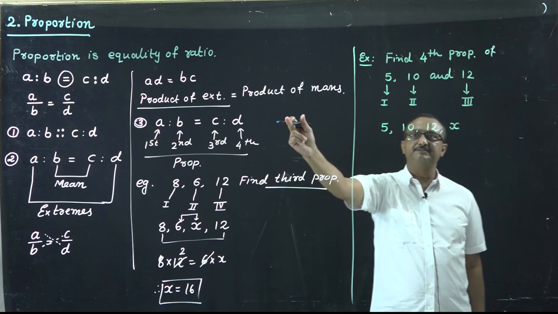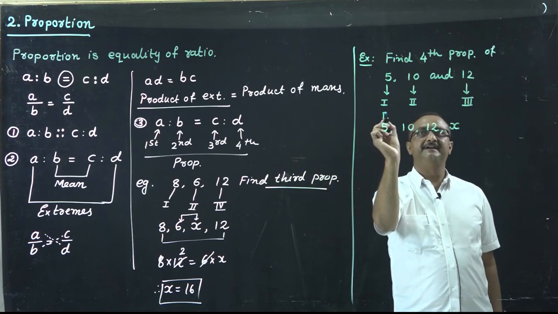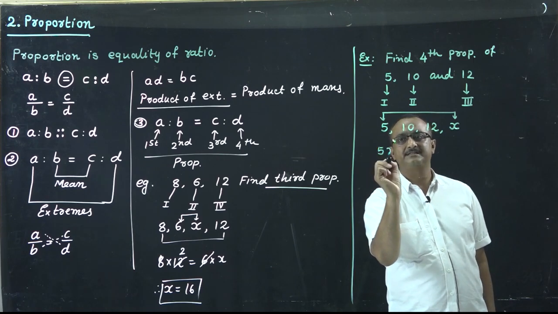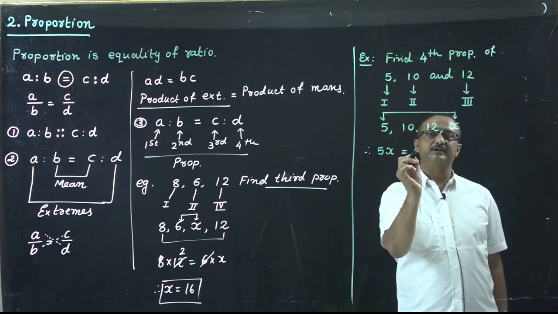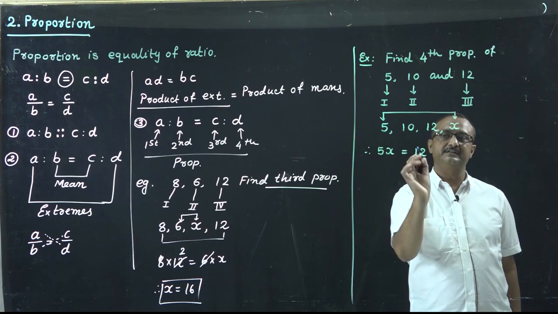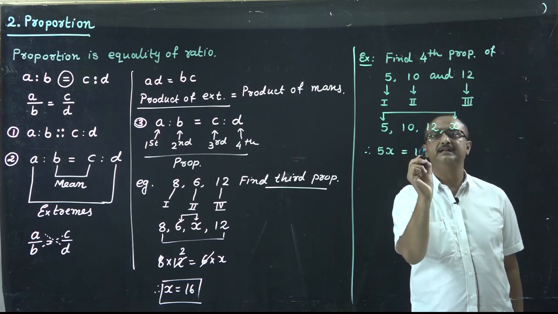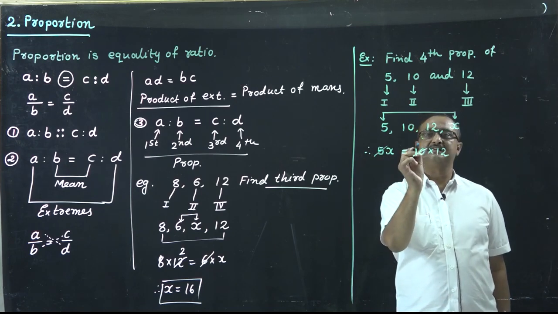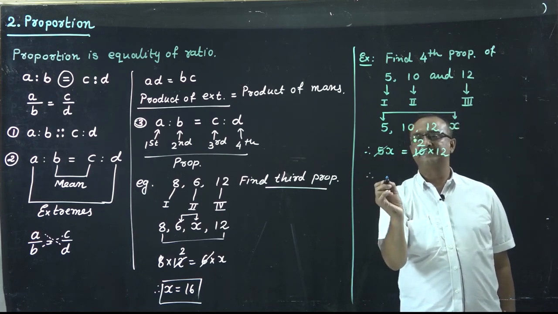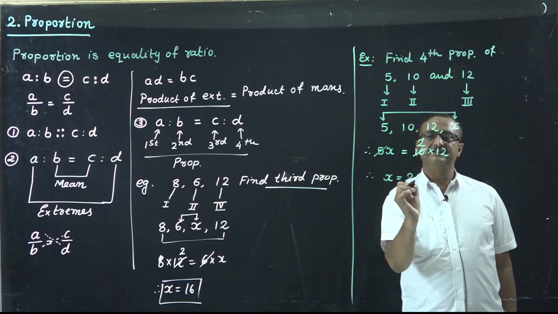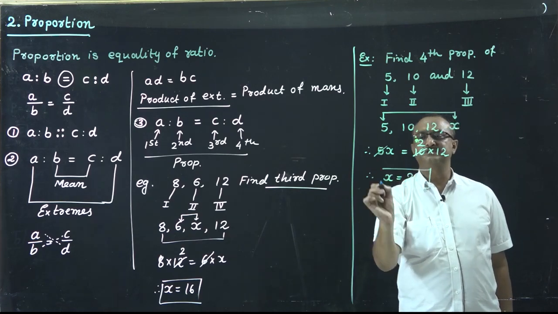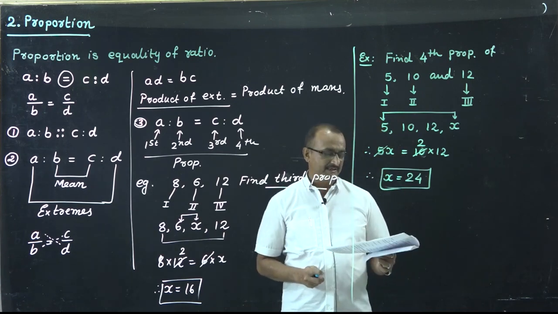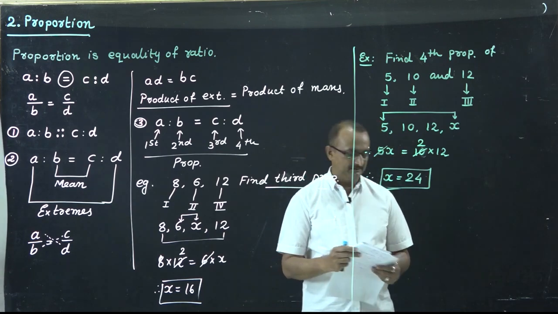So again, what is our formula? Product of extremes means 5 into x is equal to product of means 10 into 12. 5 twos are 10. Therefore, x is equal to what? 24. Fourth proportion is 24: 5, 10, 12 and 24.